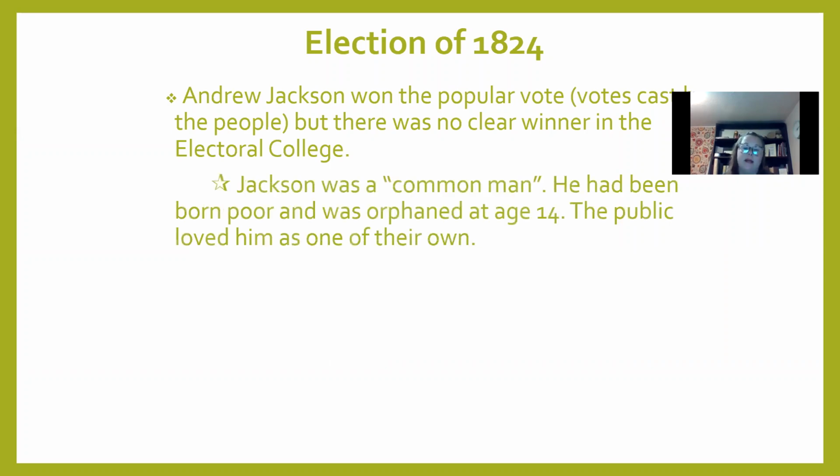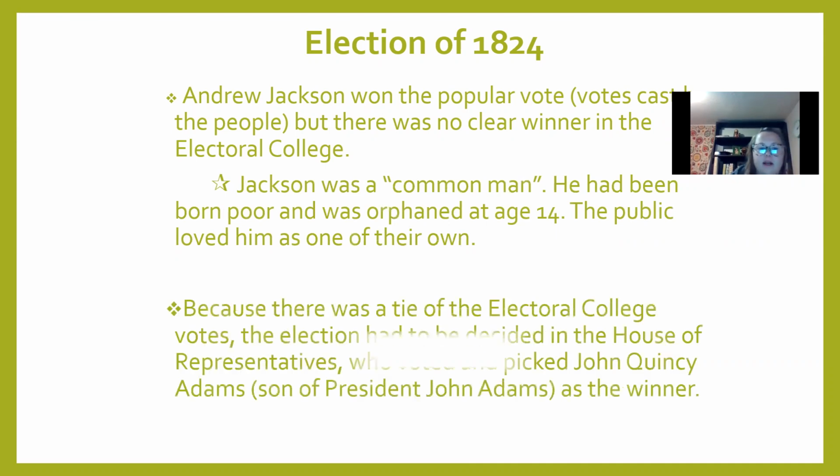Jackson was a common man. He had been born poor and was orphaned at age 14. The public loved him as one of their own. They were excited that finally, instead of an elitist or an aristocrat, someone who was of the people was finally running and possibly going to be the president.